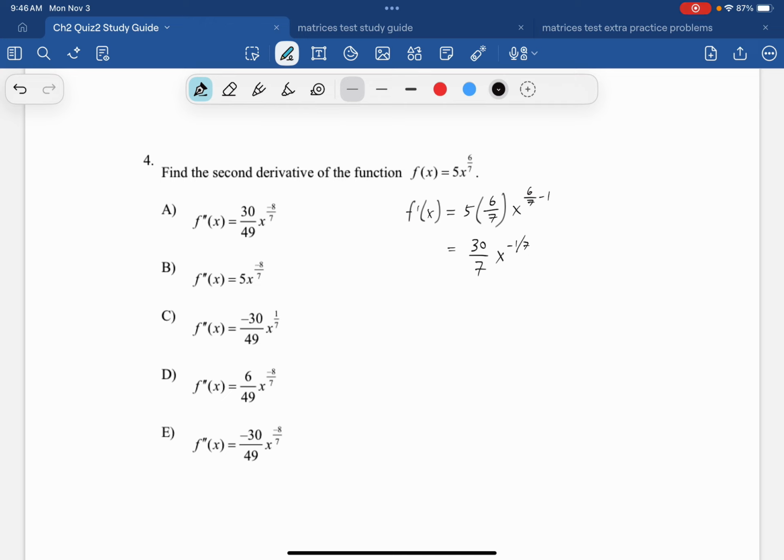Okay? Now I'm looking for a second derivative, which means that I have to do this again. So f double prime of x is going to be 30 over 7 multiplied by negative 1/7 by power rule times x to the power of negative 1/7 minus 1. I can simplify that. That leaves me with negative 30 over 49 times x to the negative 8/7. So that will be my answer. Choice E.